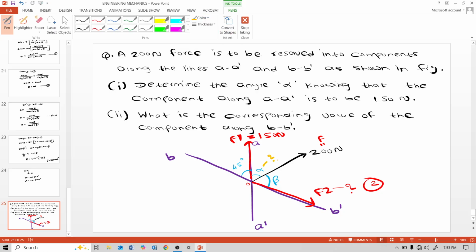So just see how we will solve this numerical. This F2 will be our objective, and the given quantities are this F force 200 Newton and this F1 150 Newton. So here see this B dash line like this. That means it is 180 degree. B dash axis is 180 degree.